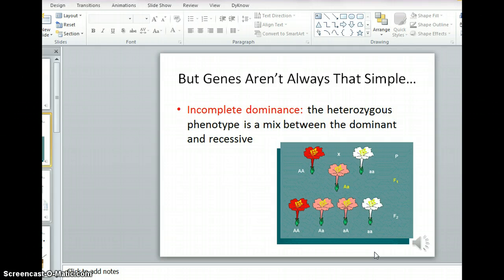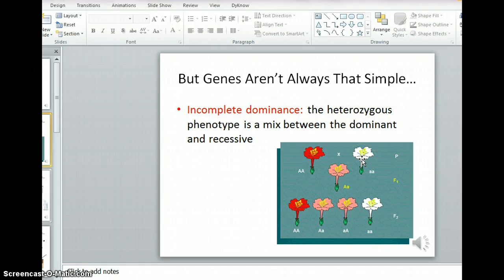Incomplete dominance is when 2 true breeding parents produce offspring with a phenotype that's a mix between the 2. Neither of the parents' appearance is visible. This is an example of a flower called a snapdragon, where flower color is incompletely dominant. In the picture, you can see 2 true breeding parents. One is red and one is white.